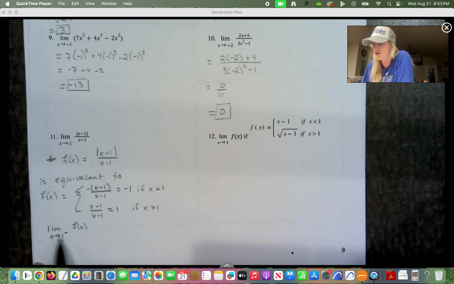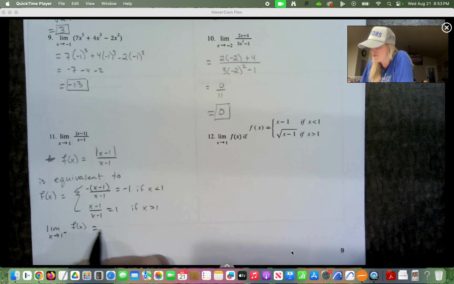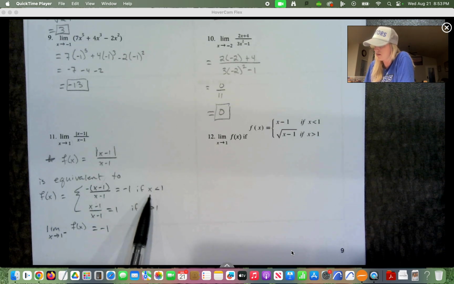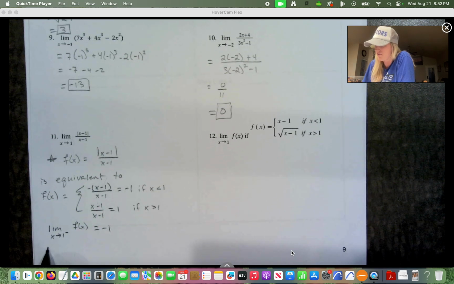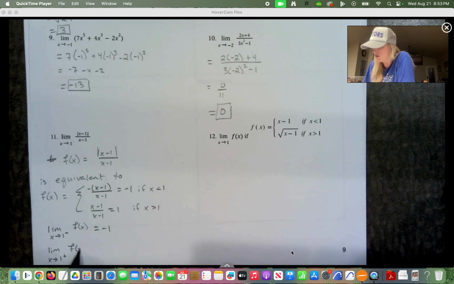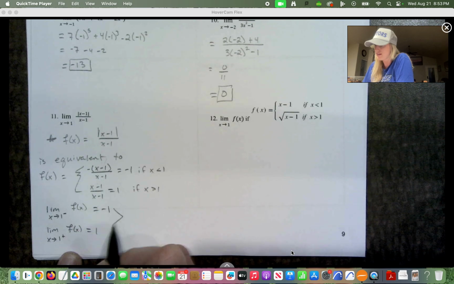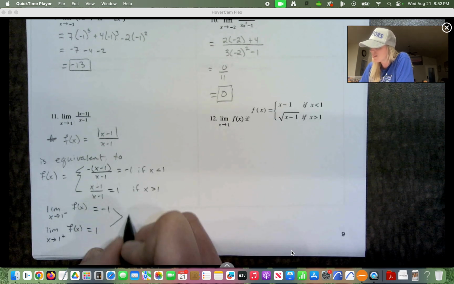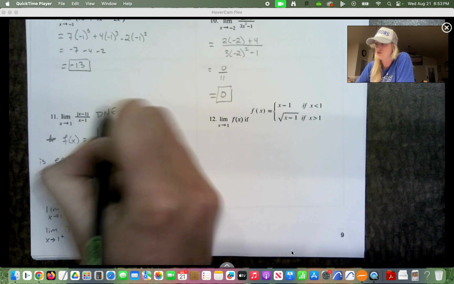If x is less than 1, right, that's numbers from the left of 1, then it equals -1, right? If I were to plug in any number less than 1, getting close to 1, I'm going to get -1. Now, if I approach it from the right of this function, so numbers greater than 1, I'm going to get it to equal 1. Those are the two different values that this function equals. So remember, if the one-sided limits do not equal each other, the limit does not exist. Okay? And we don't write equals does not exist, we just write DNE.